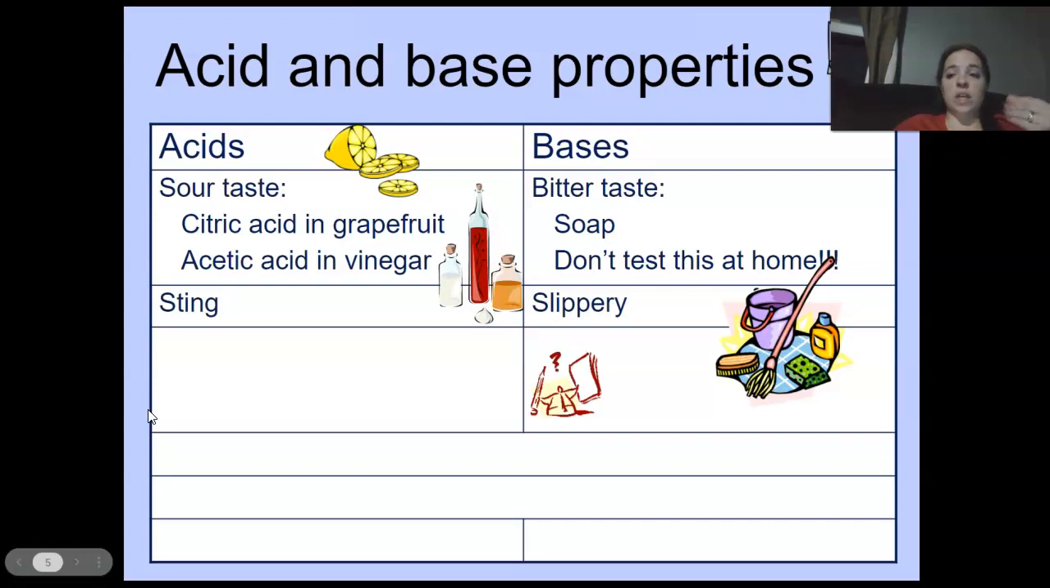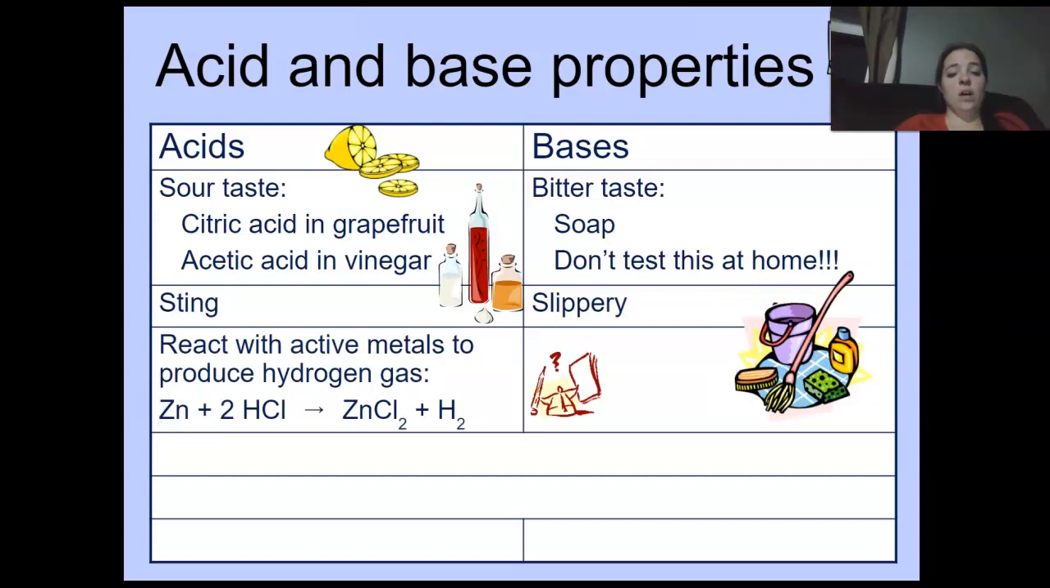When they get on your skin, acids tend to sting. They hurt. Whereas bases are slippery. Think of, again, soap. When you wash your hands, your hands typically get slippery. All right. One thing to note with acids, they typically react with active metals to produce hydrogen gas.